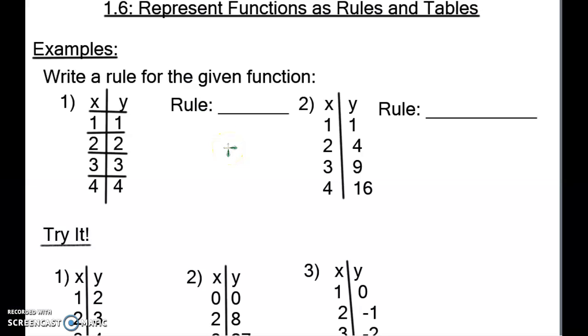Welcome to section 1.6, representing functions as rules and tables. In this video, we will be explaining how to write a rule given a table.